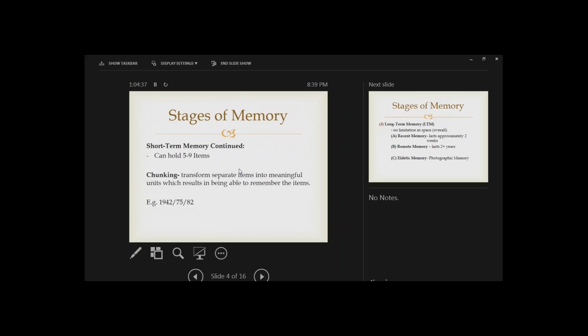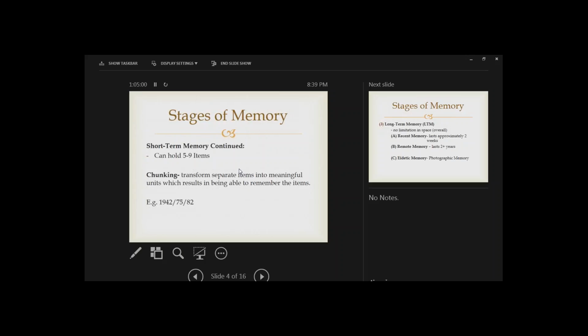That's chunking. Has anybody ever done that? Yes. It's very helpful, right? So people can do this with numbers, they can do it with items, they can do it with a lot of things, but chunking is what we use so that we can transform a memory from short term into long term.